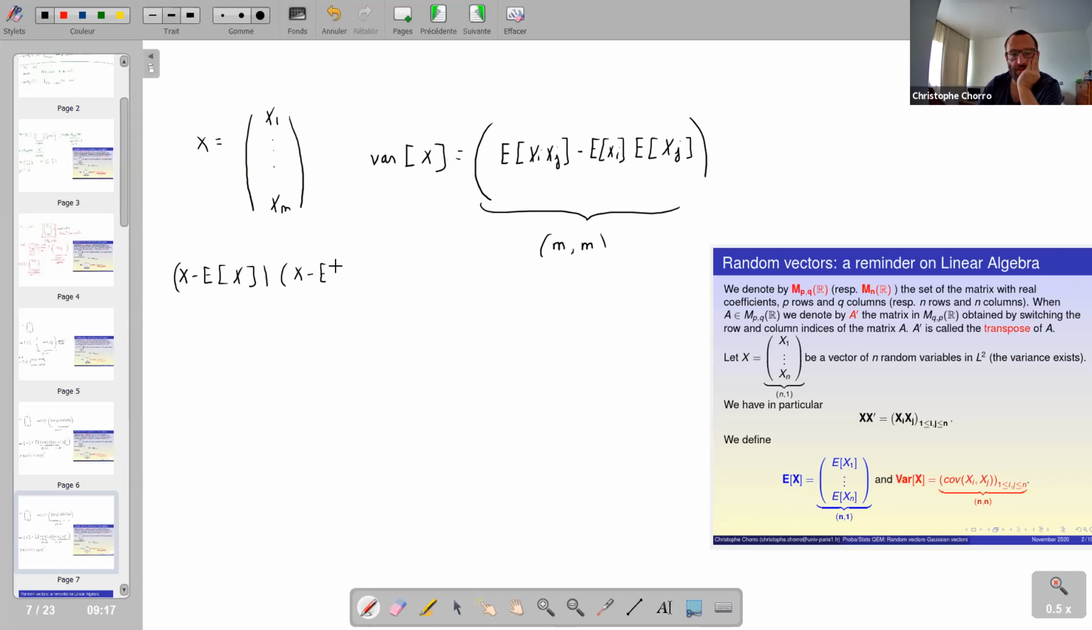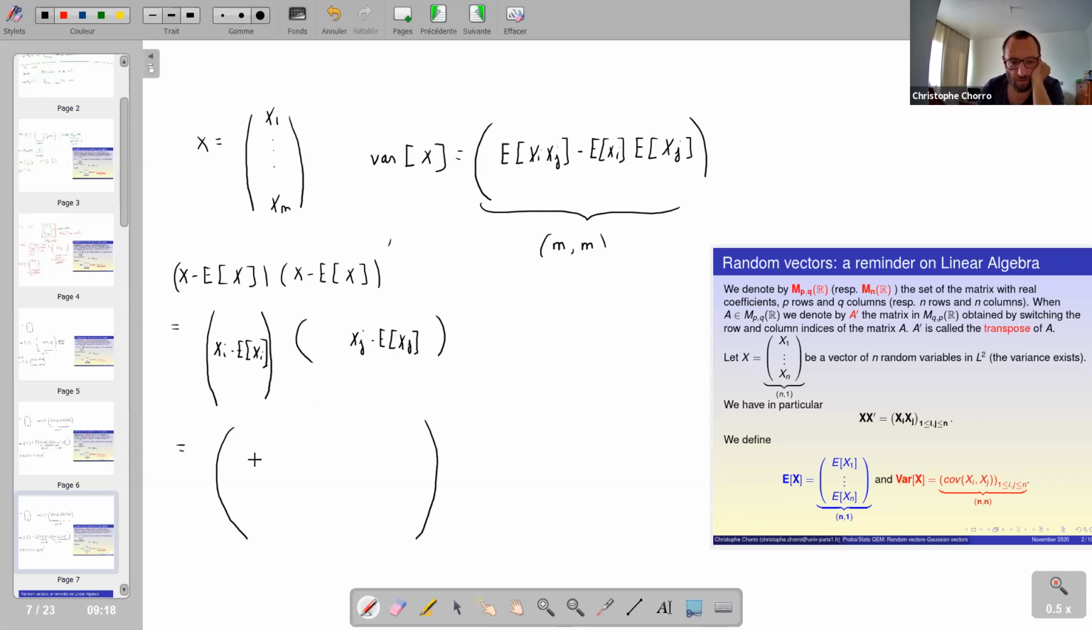X minus the expectation of x transpose. So I have used the column convention. Okay, so you have here on line i, xi minus the expectation of xi here. And the transpose has a j's column, where I have xj minus the expectation of xj. So the matrix I obtain here is a matrix of size n by n, and I have to do the product of both of them here.